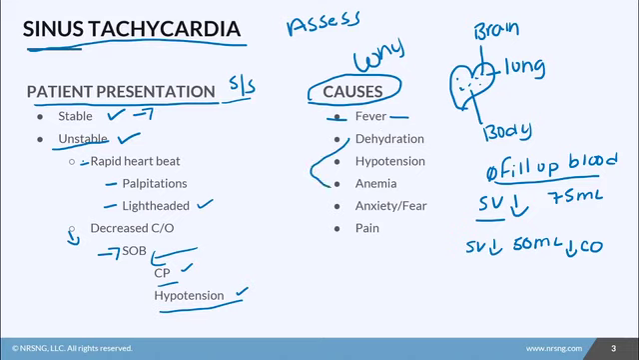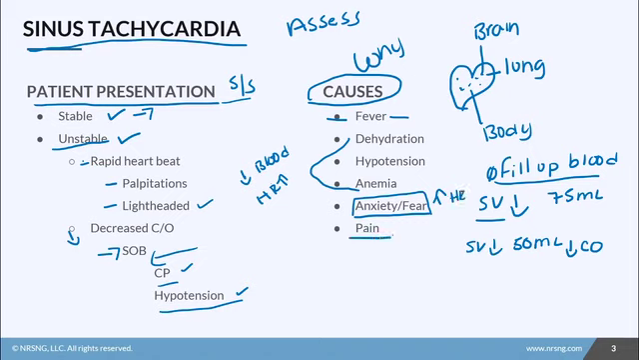Dehydration, hypotension, and anemia. What this does is it decreases the blood volume in the circulatory system. So because of that, the heart will compensate and it increases so that it can increase the cardiac output. Anxiety and fear. Do you remember that good old fight or flight? Well, when that kicks in because of anxiety and fear, it just increases the heart rate.